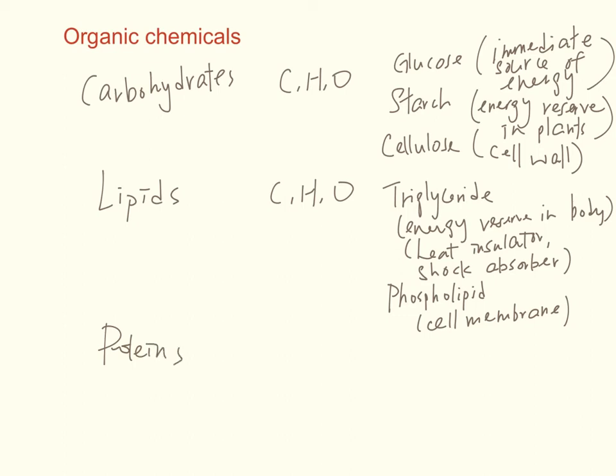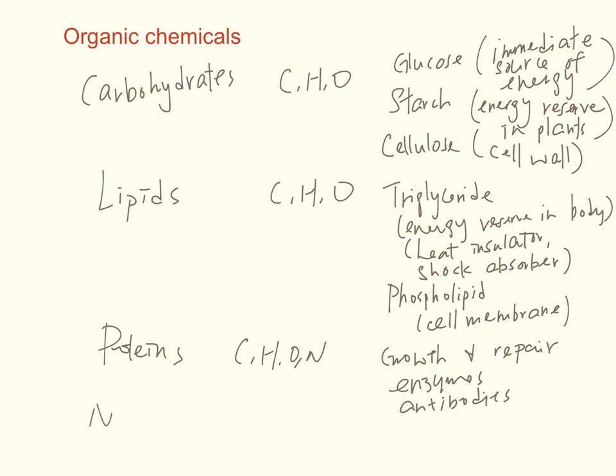The next group of chemicals would be proteins. Proteins are made of C, H, O, and N. It's used for making body structure, so growth and repair, making enzymes, as well as making antibodies to fight diseases.